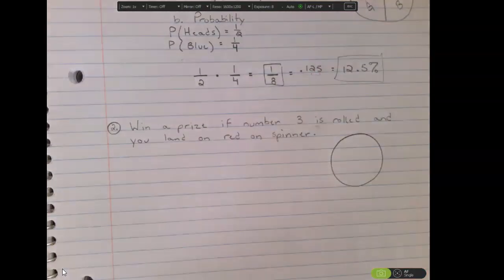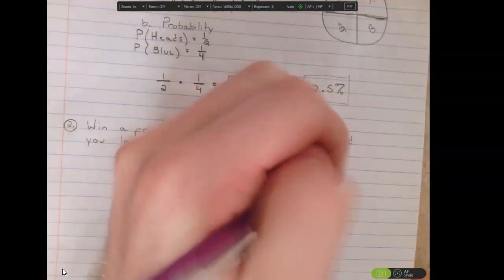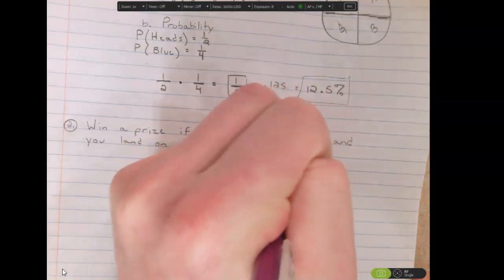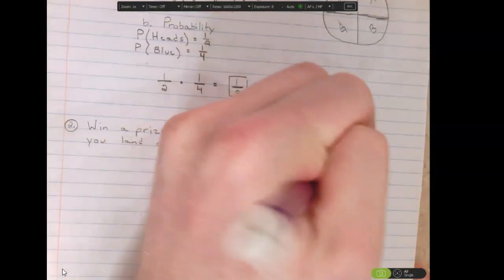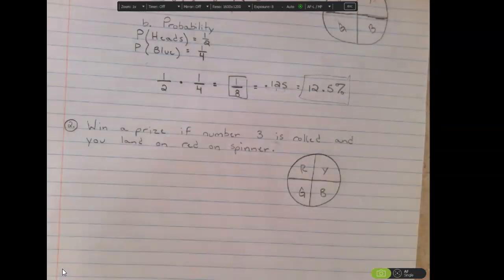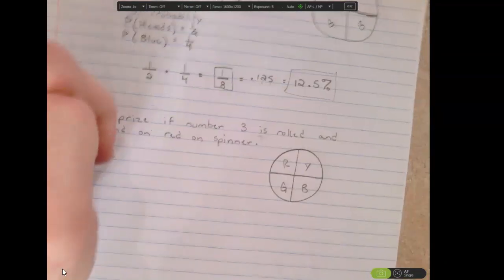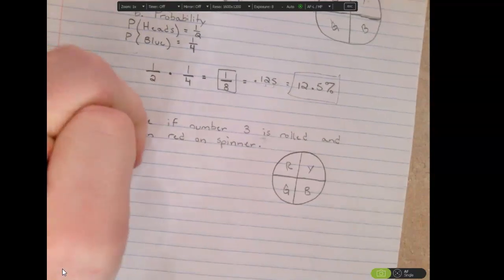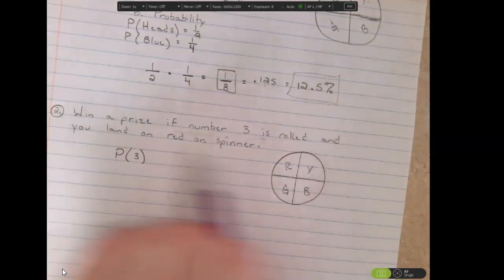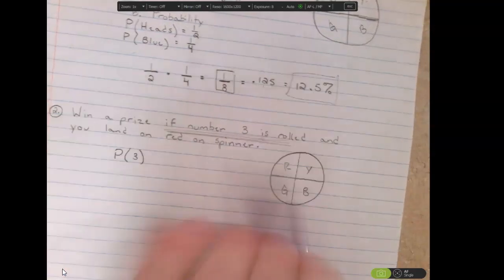So go ahead and draw a circle. That's a lot better circle than my other one. Draw a circle, divide it into those 4 evenly sized pieces. And then again, red, yellow, blue, green. All right, so this time, again, I'm just looking for the probability here. My first event is a 3. Win a prize if number 3 is rolled. So the first thing that happens is this number 3 is rolled.